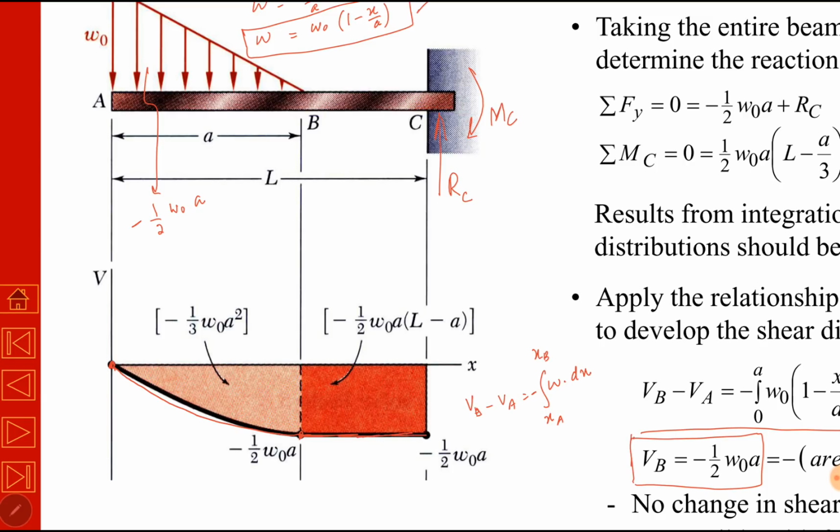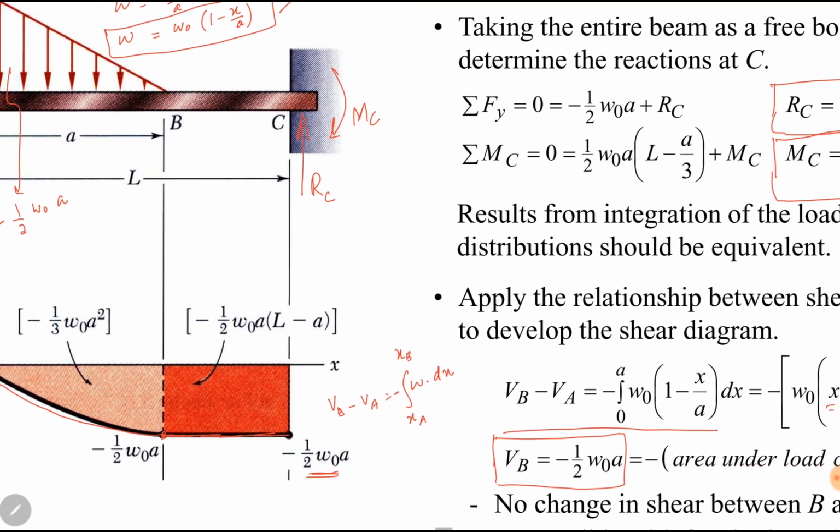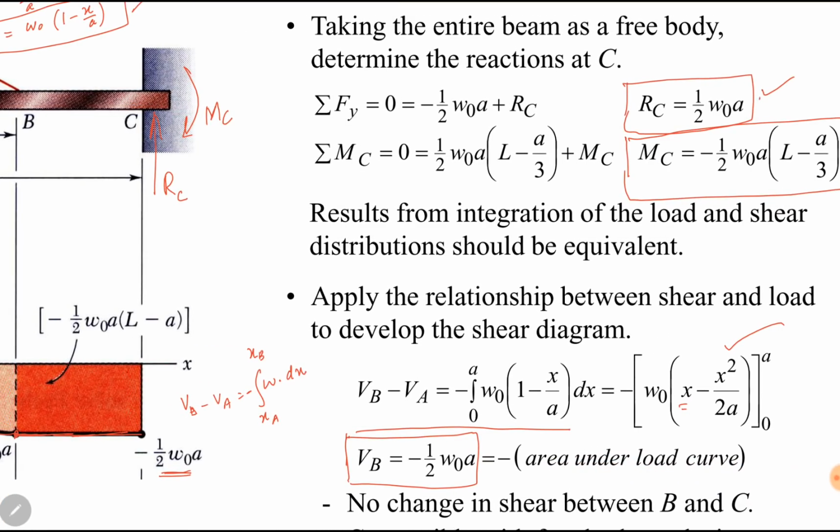You can see that at the end point C, the shear force is minus 1 over 2 W naught A. It is similar to the concentrated force at point C. So this means our calculations are correct. The concentrated force at the end point is equal to the shear force. Here the sign may vary, but our shear force is the same as the concentrated force.